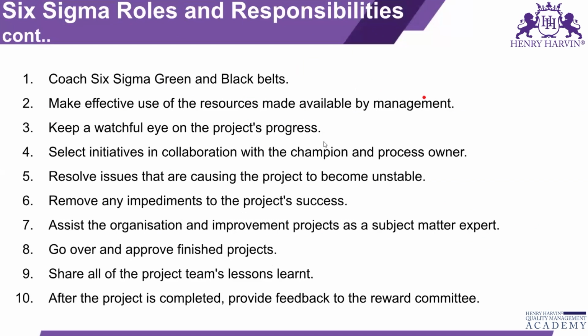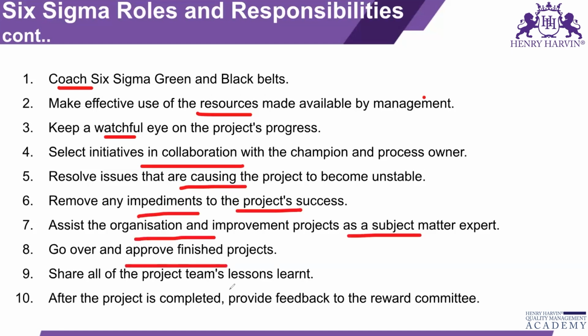Next slide. What are their responsibilities? Number one, coach Six Sigma Green and Black Belts, make effective use of the resources made available by management, keep a watchful eye on the project progress, select initiatives in collaboration with the champion and process owner, resolve issues that are causing the project to become unstable, remove any impediments to the project's success, assist the organization and improvement projects as a subject matter expert, go over and approve finished projects, share all of the project team's lessons learned. After the project is completed, provide feedback to the reward committee. Got it? Who is the reward committee? The board of directors committee.